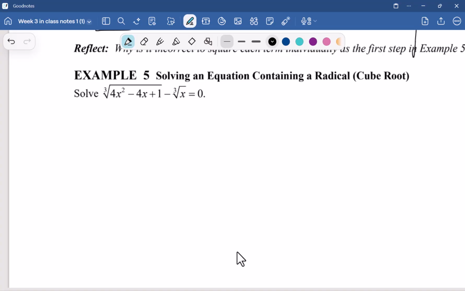Example 5, solving an equation with cube roots. This one, we could just move that cube root over.